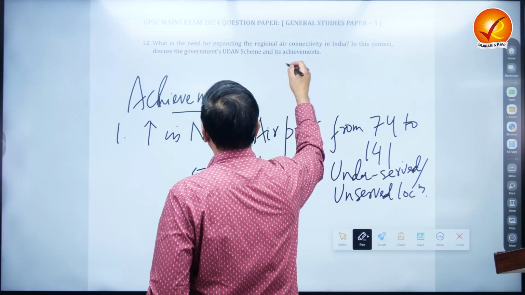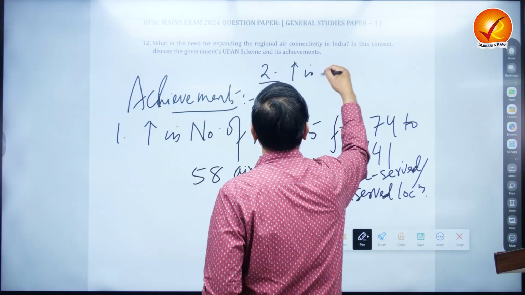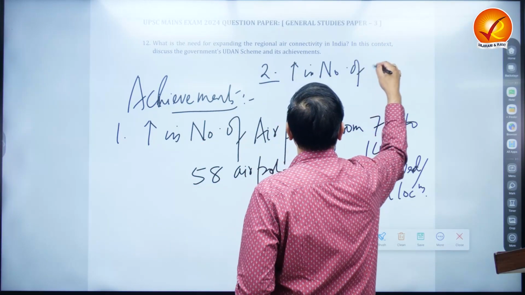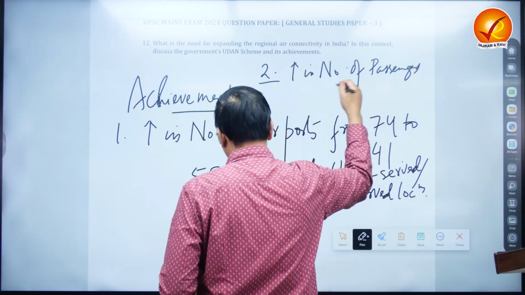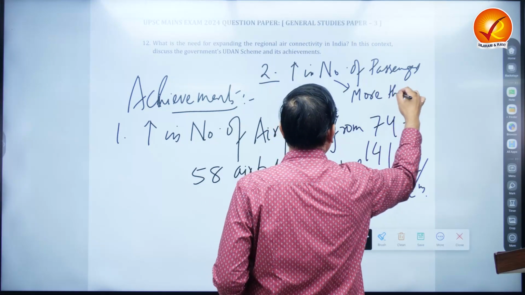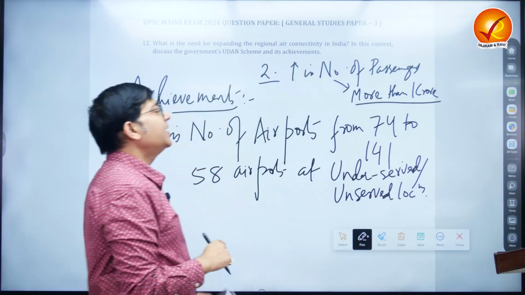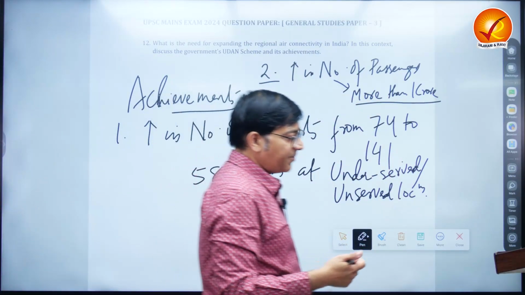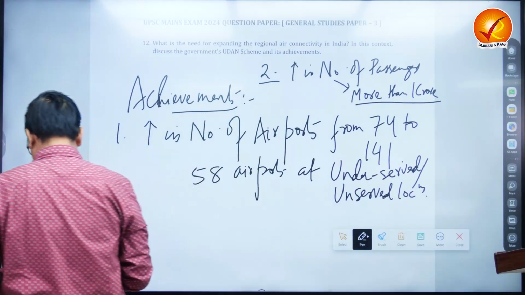You can give some more figures related to achievement in terms of number of passengers. Before that, increase in number of passengers. By around 22-23, the claim is more than 1 crore passengers have already benefited from the scheme, and the government estimates that in coming few years there will be around 14 crore passengers who will use it.